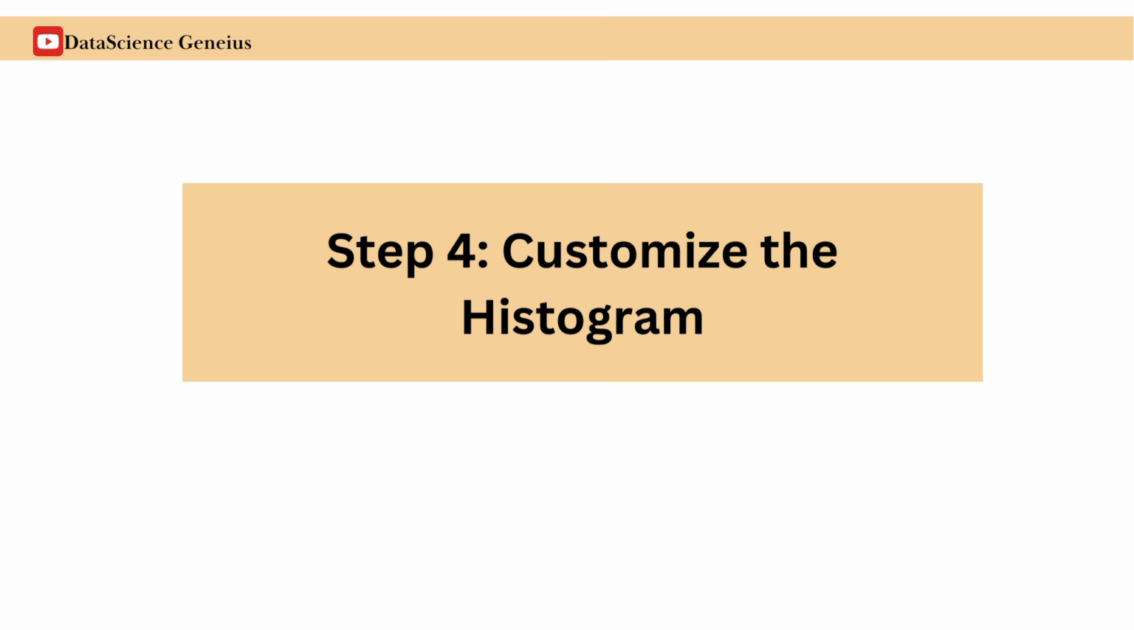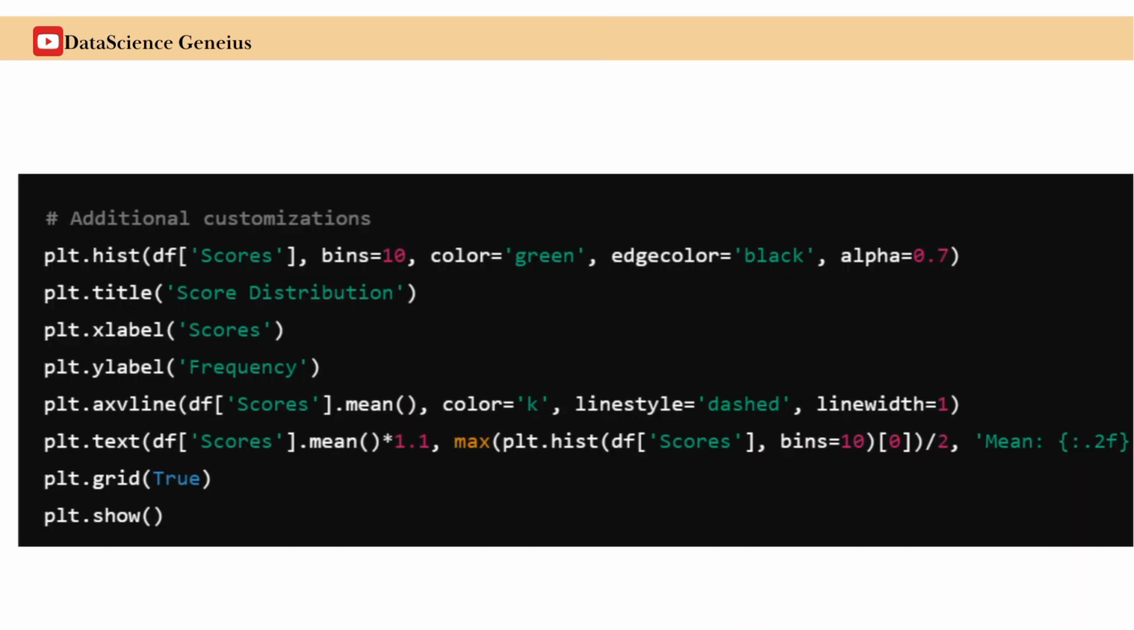Step 4: customize the histogram. Enhance your histogram by adding titles, labels, grids, and frequency numbers. Additional customizations include changing color, alpha, vertical lines, annotations, title, and grids. You can change the color of the bars and their edges using the color and edgecolor parameters. Different colors show the histogram plotted with different color bars.